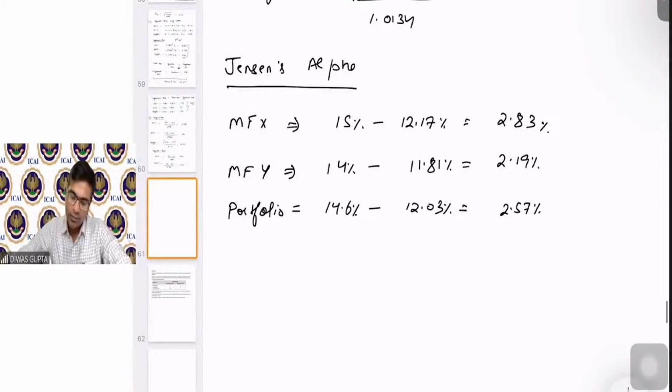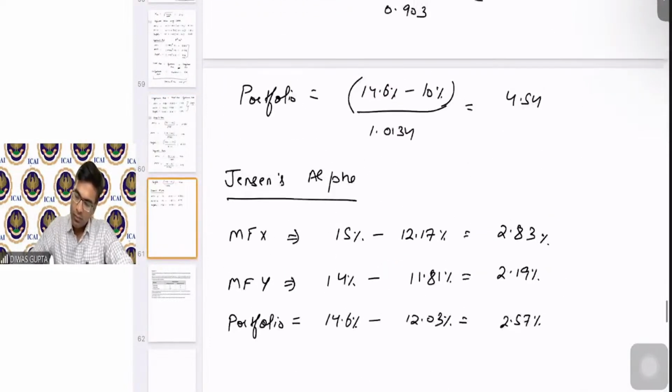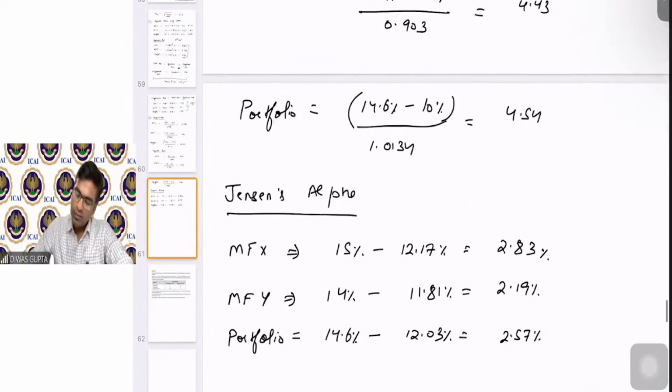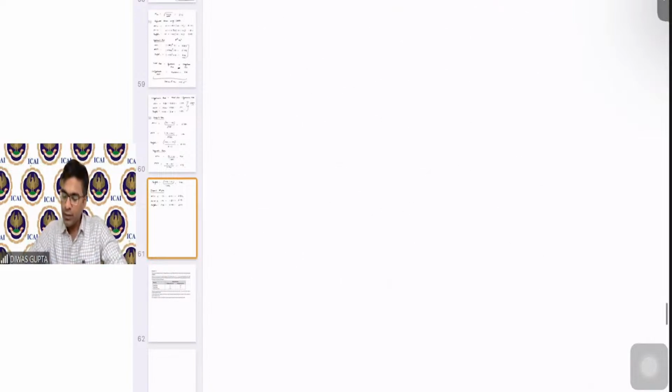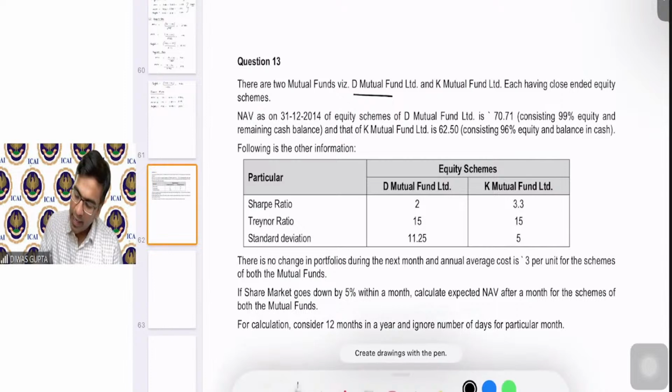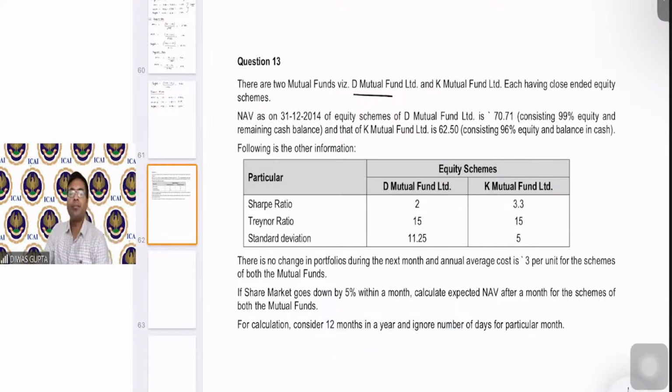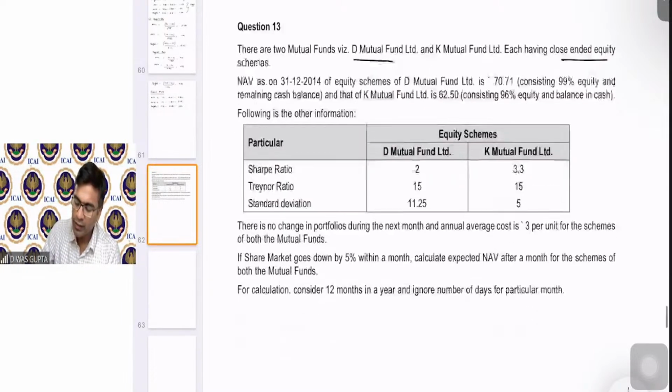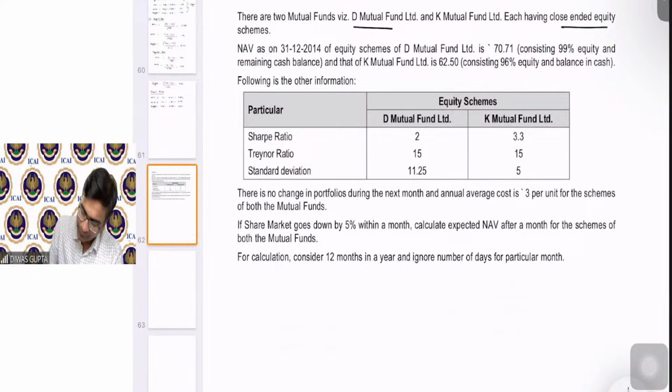Okay, students. Now let's come to the next question. Question number 13. So there are two mutual funds, D mutual fund and K mutual fund, each having a close-ended equity scheme. Okay. Now they're talking about two mutual funds, but they are having a close-ended equity scheme, which is fine. NAV on 31st 12, 2014.